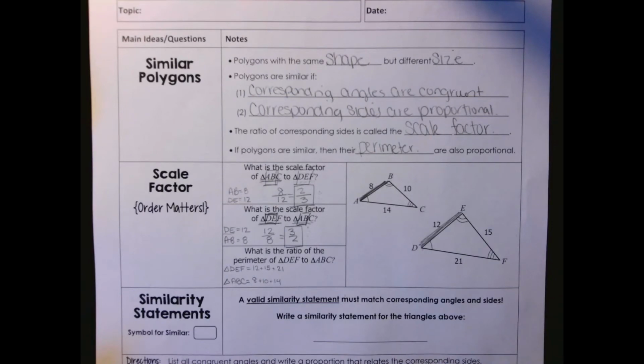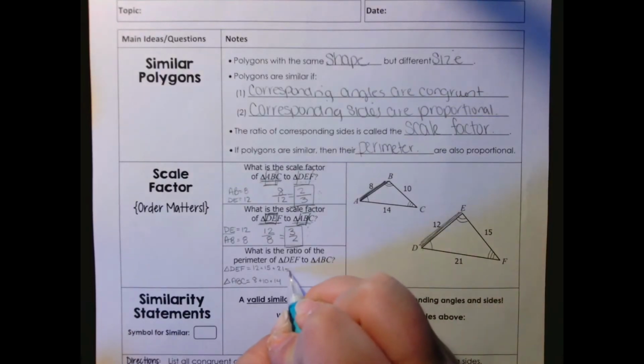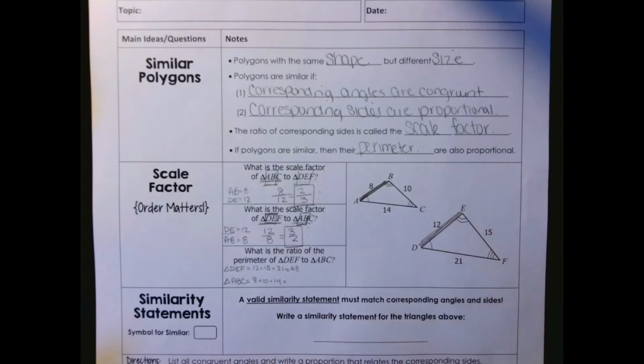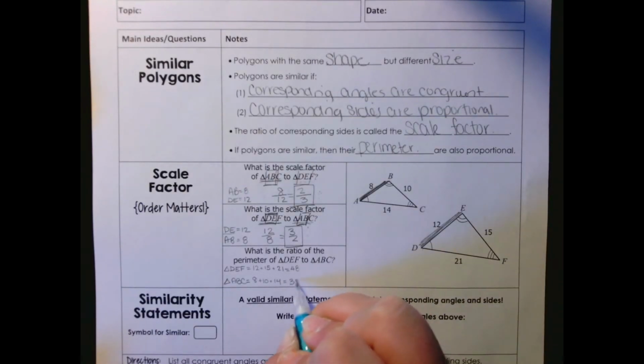So when we add those up, I have 12 plus 15 plus 21. That's going to give me the perimeter of triangle DEF is 48. And then when I add up triangle ABC, I have 8 plus 10 plus 14. That's going to give me the perimeter of triangle ABC is 32.